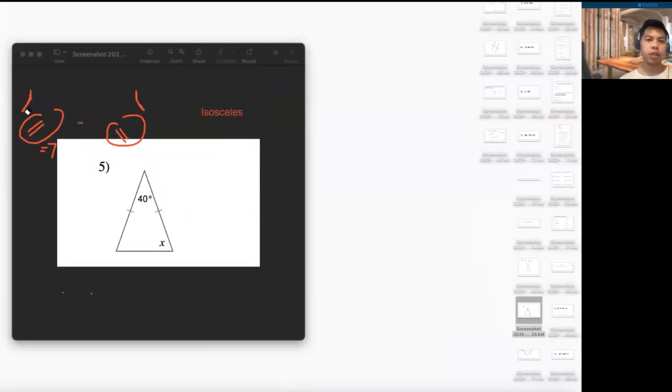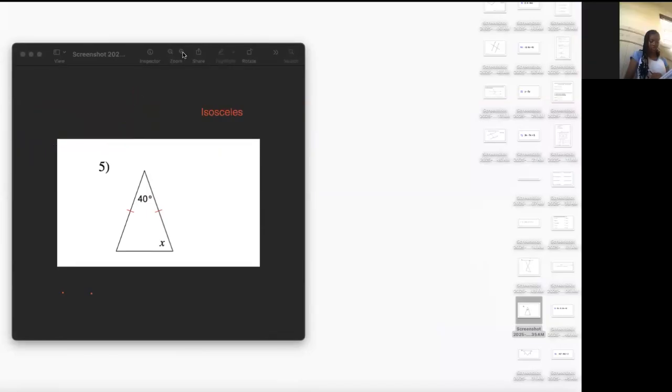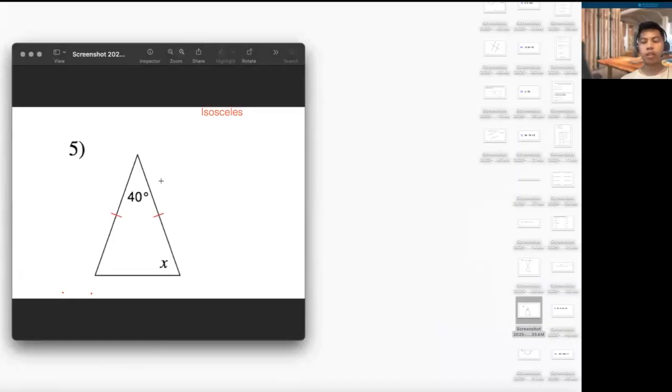So do you see the symbol, that line, the red one? It tells us that this is an isosceles triangle. Okay? So if we're trying to find x, how can we find x? Okay, Madison, how do we find x? Subtract 40 from 180.